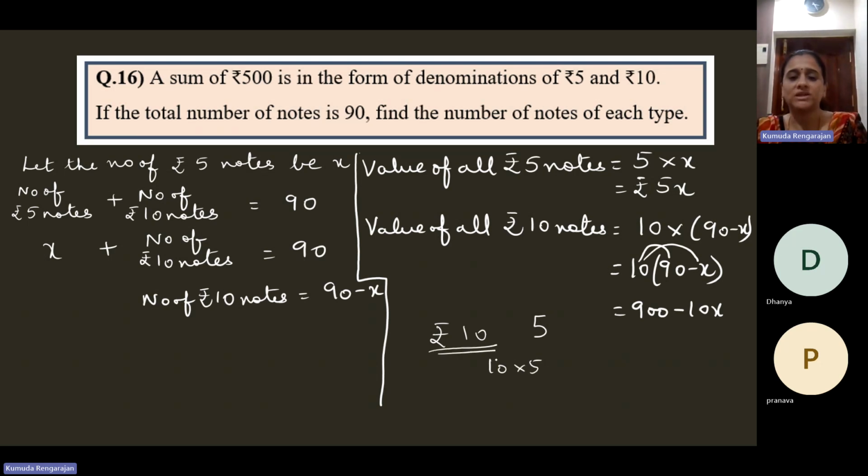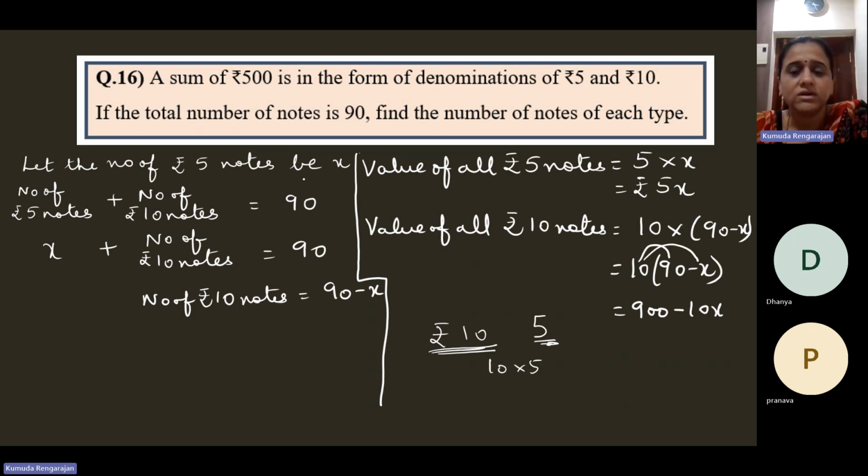Rupees 10 is the denomination. 5 is the number of 10 rupee coins or 10 rupee notes. So when you multiply 10 and 5, what is 10? Denomination. What is 5? The number of 10 rupee coins. So when you multiply the denomination and the number of coins, you get the value of money. 10 into 5, 50 rupees you have. All right. So that's what it is here.